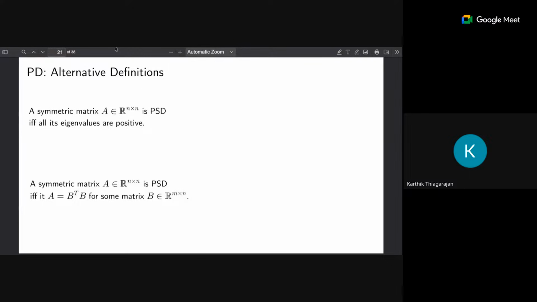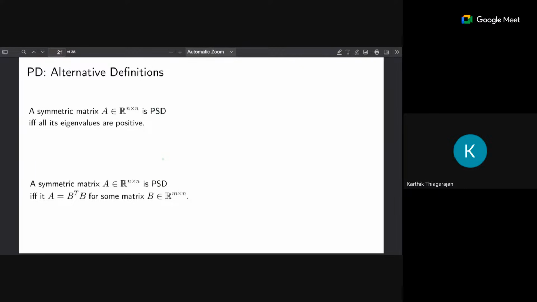There are 2 alternative definitions which are very important. The first one is in fact a test for definiteness. A symmetric matrix is positive semi-definite. Okay, another mistake. This should be positive definite. I have to update this. Erase the S out of this. These are all PD, not PSD. A symmetric matrix is positive definite if and only if all its eigenvalues are positive.